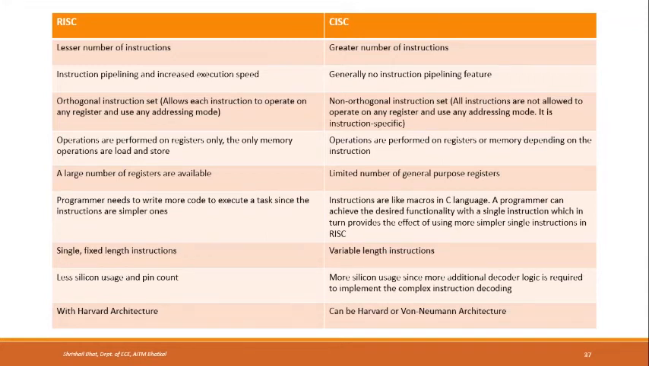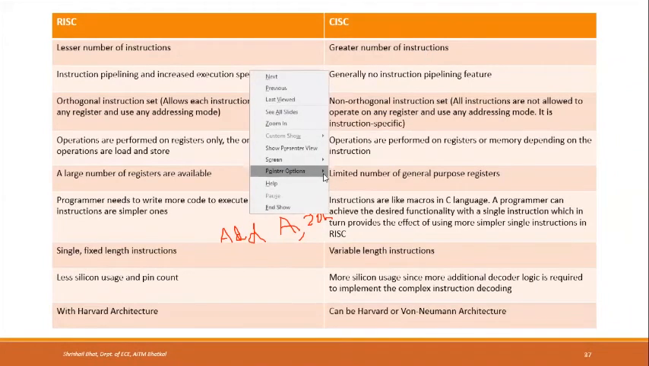So you cannot do addition or subtraction or any other operation on memory. You can do operations only in the registers. Whereas in CISC architecture, operations are performed on registers or memory, depending on the instruction. In case of RISC, a large number of registers are available. Whereas in case of CISC, there are only a limited number of general purpose registers.